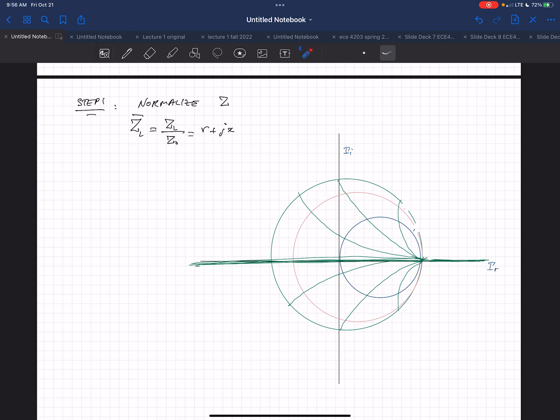Okay? Now let's say step 2, you draw that point. So draw the point at the load on the Smith chart. I'm just going to call it SC. Let's say we assume that the initial point at the load is 1, 1. So R is equal to 1, X is equal to 1. That corresponds to this Z bar being 1 plus 1J.